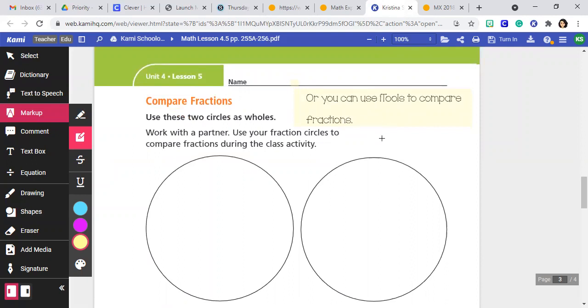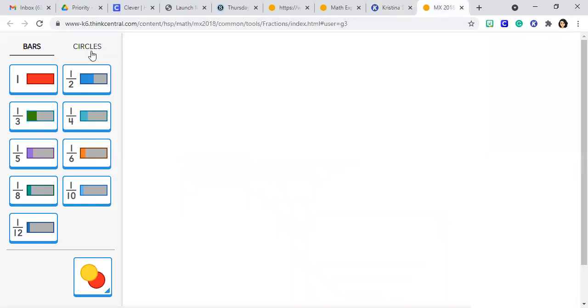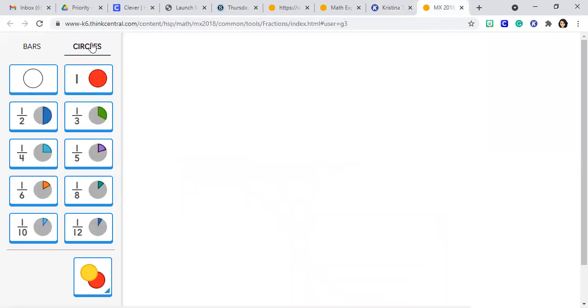I added a little note on here for those of us who are virtually learning that you can also use eye tools to compare the fractions. I'm going to be using eye tools today. So I'm going to be switching from the bar option to the circle option because that's what we're using. And so I'm going to get my stuff ready, and I'm going to put 2 fraction circles up here ready to go.